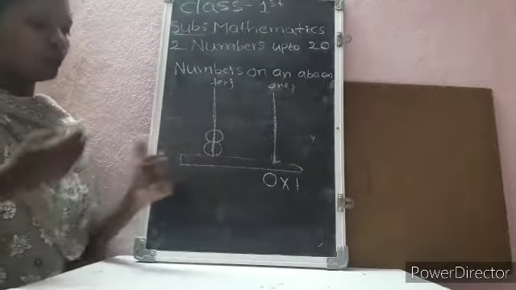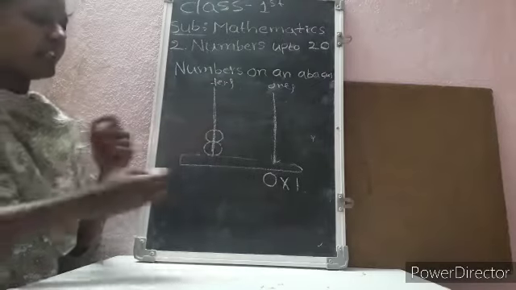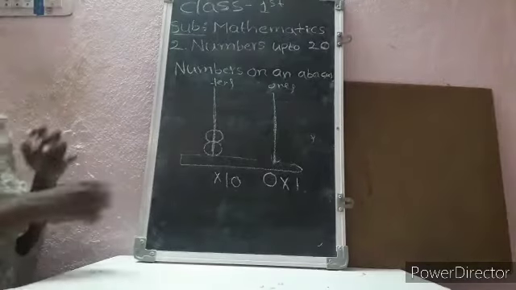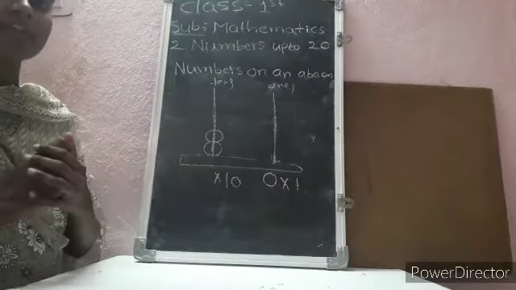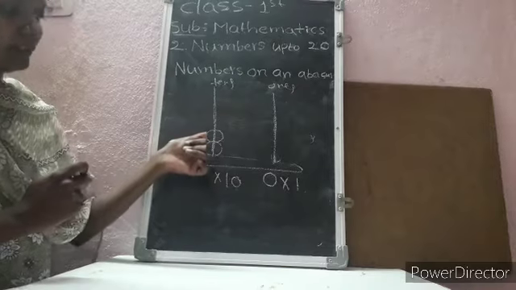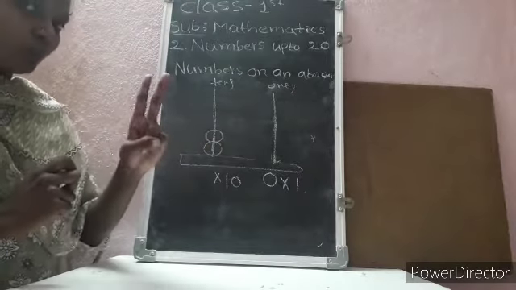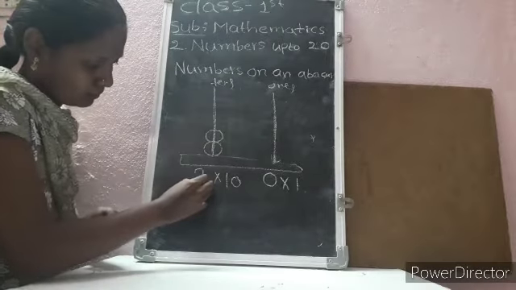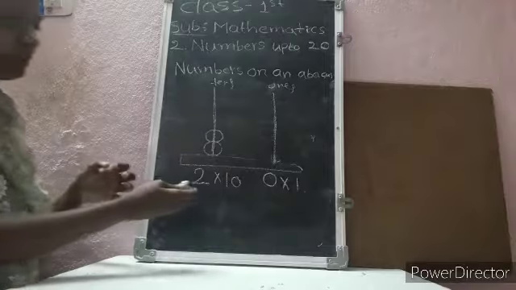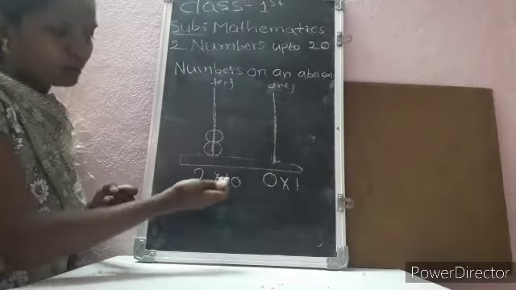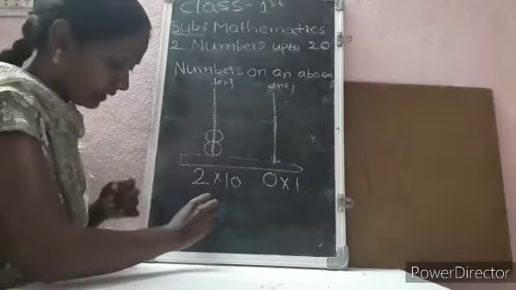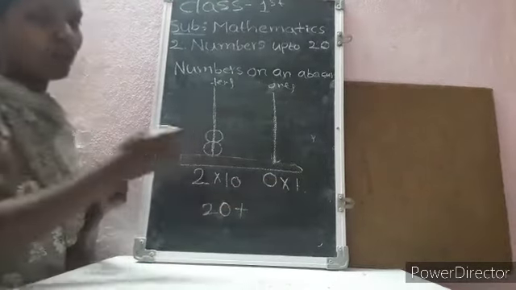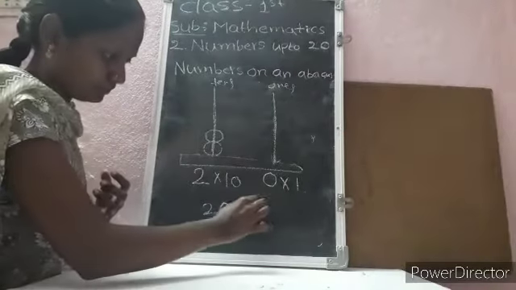So next move to the left side. What's the name? Tens. Tens place means into 10. So how many beads are there in the tens place? 1, 2. 2 beads. So I'm writing 2 here. So now multiply these numbers. 2 tens are 20, and 0 ones are 0.